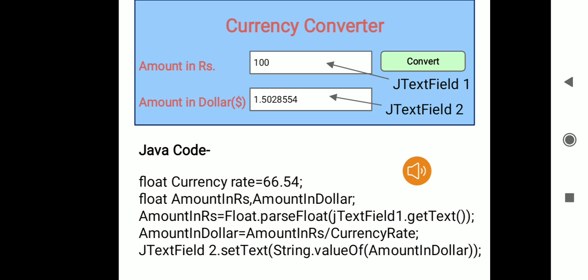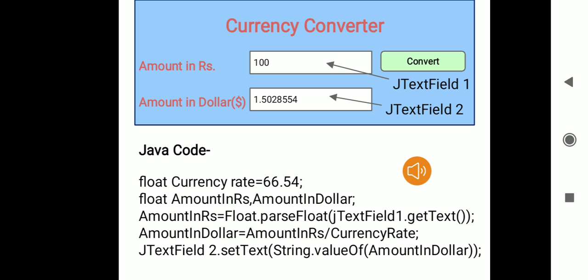Then come to the next line, which declares two floating point variables, that is amount in RS and amount in dollar. We need these because we have to supply an input value to the variable amount in RS and then display the result in the variable amount in dollar. The statement is declared as float followed by the variable amount in RS, amount in dollar, and then a semicolon. Then come to the next line.